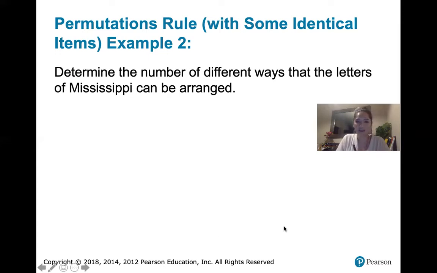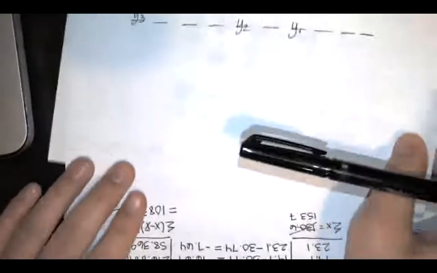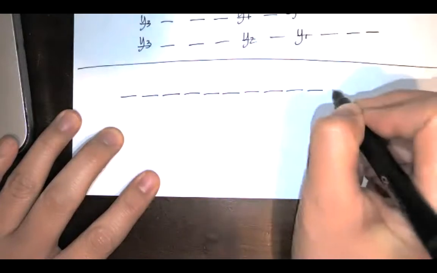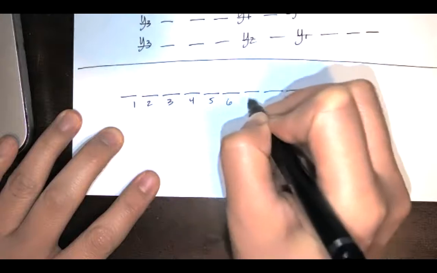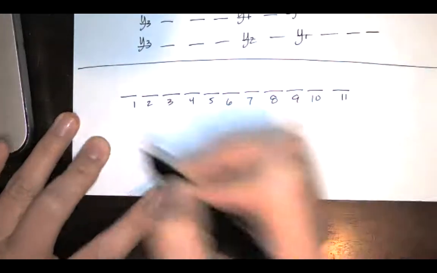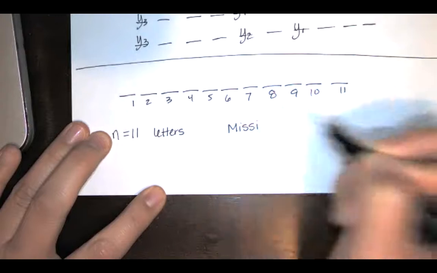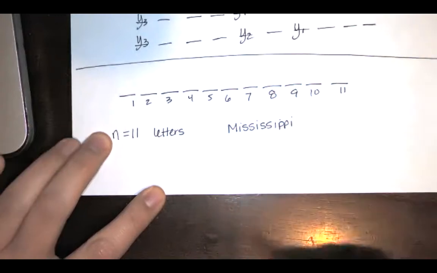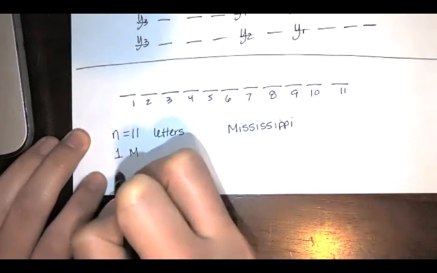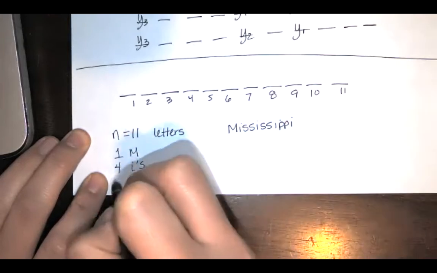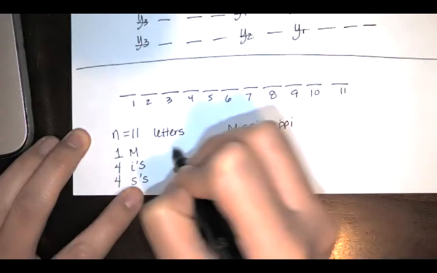I think I'll share my paper with you again. So this time we're dealing with Mississippi. So that's 1, 2, 3, 4, 5, 6, 7, 8, 9, 10, 11 letters. So n equals 11. But when we're looking at that word Mississippi, you've got one M, and then you've got 1, 2, 3, 4 I's, and 1, 2, 3, 4 S's, and 2 P's.